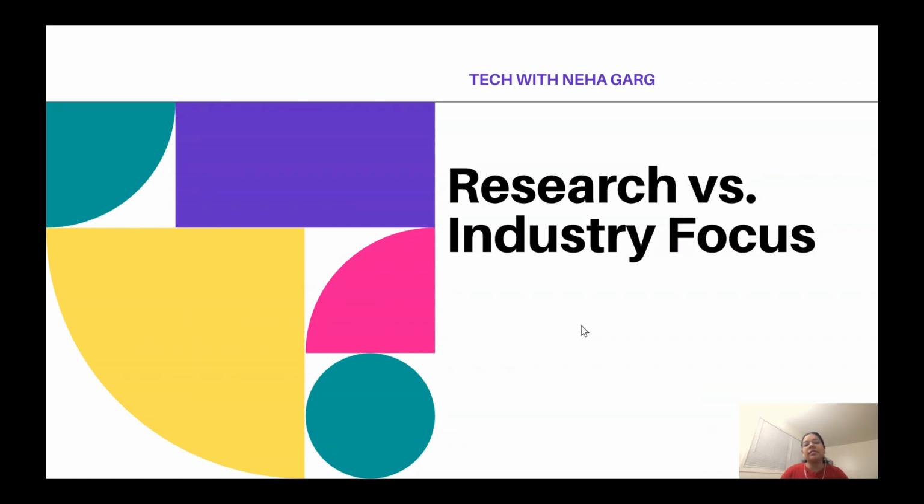So the next thing is research versus industry focus. As I already told you guys, MSc is more research oriented. It is more based on your thesis work, and you have to do a lot of research. And when you are pursuing your engineering, you have to focus more on the project and on understanding different kinds of technologies and tools in order to implement those projects. So this is more industry oriented and industry driven compared to your masters in computer science, MSc.